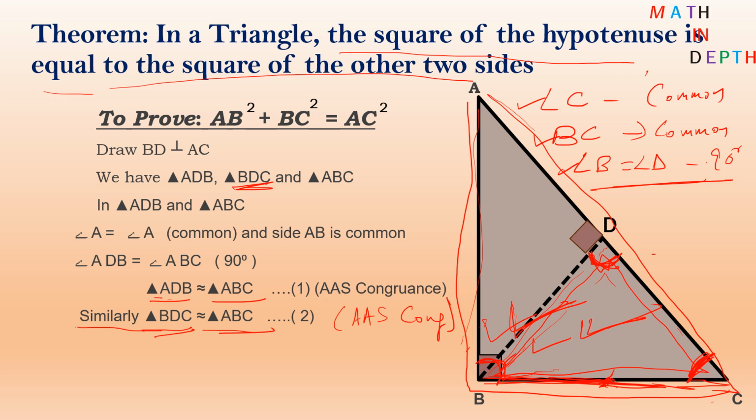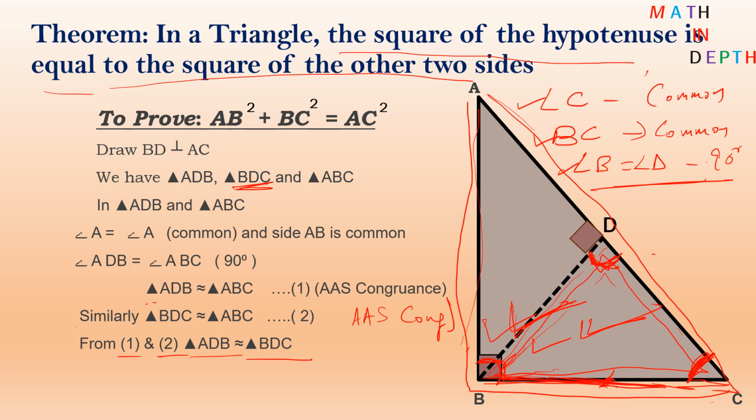Now can we write here, if this triangle BDC is similar to ABC, and ADB is similar to ABC, so can we say ADB is similar to BDC? We can say it now, because both the right sides are the same here. So triangle ADB will automatically also be similar to triangle BDC. And we can write it here like this: from 1 and 2, triangle ADB is similar to triangle BDC.